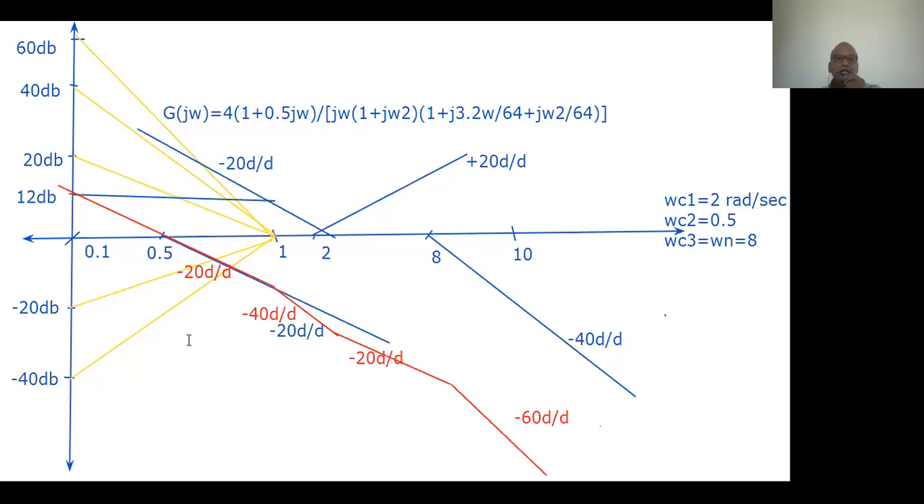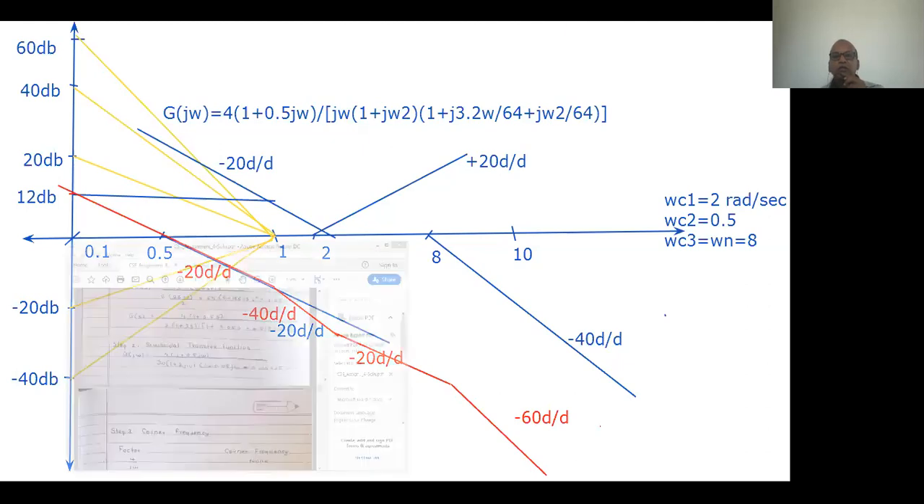Here again, as the phase plot never crosses this 180 degree line, actually here is the minus 180 degrees line, the gain margin is infinity, hence the given system is stable. This is the way to solve assignment number 4. If you refer to the video lecture uploaded on Moodle. Thank you.